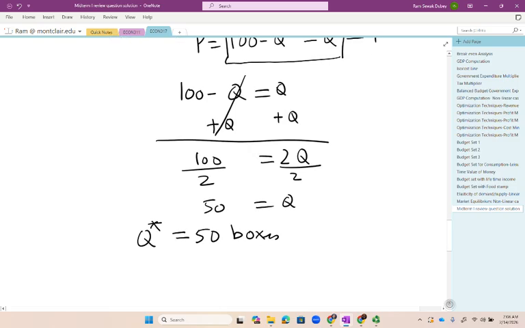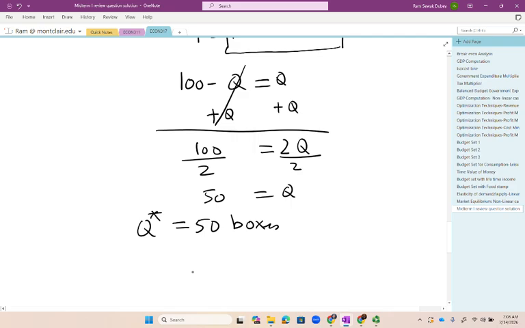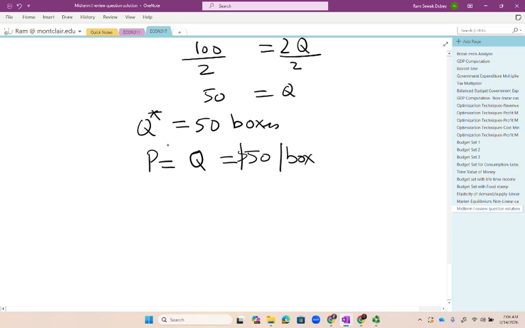But once I know the quantity, we can go back to either one of the two expressions, either demand or supply, and we can obtain the price. So I will use the supply. You can see it turns out to be easier to deal with, that price is equal to quantity. So price turns out to be $50 per box. So that's the equilibrium. I will call it P star. P star is $50 per box. Q star is 50 boxes, and that's the market equilibrium.